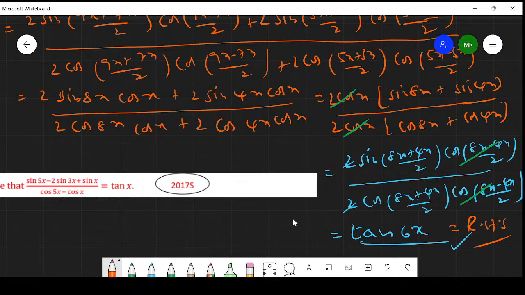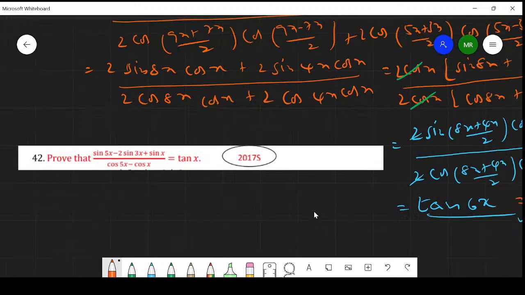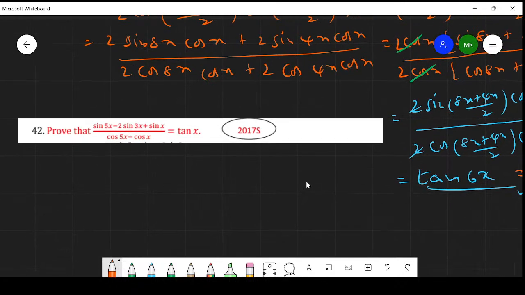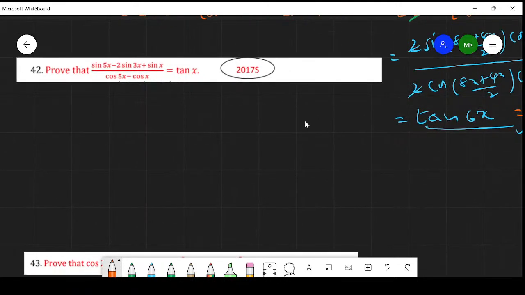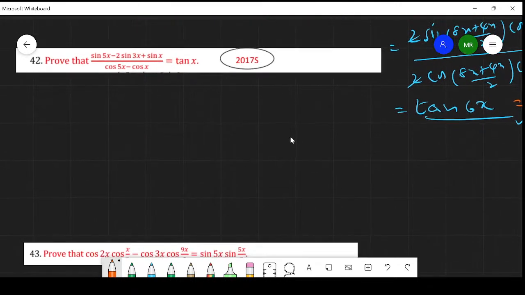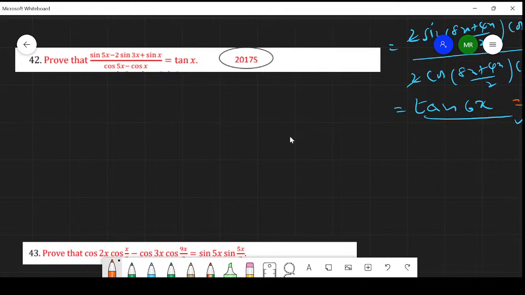Now I am going to explain question number 42: sin 5x minus 2 sin 3x plus sin x by cos 5x minus cos x, which is equal to tan x. Here I am explaining all the 5 marks important questions. Please observe that I am explaining 5 marks questions.